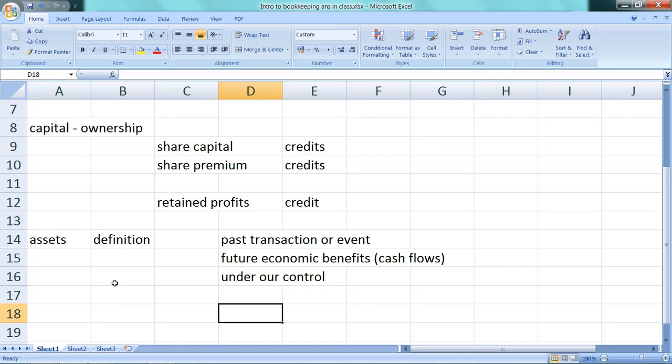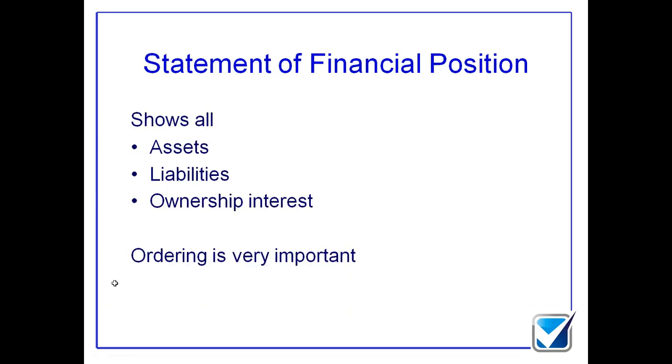So we have various different assets and liabilities, then we have our ownership interest. The ordering of these different assets and liabilities, these debits and credits, is absolutely critical to anybody's understanding. If you were to play around with the ordering, it's going to take me longer to work out what's going on. So we give you very, very simple structures.